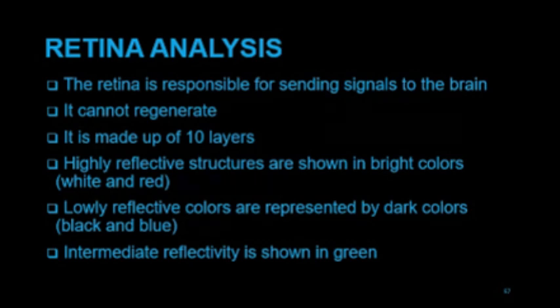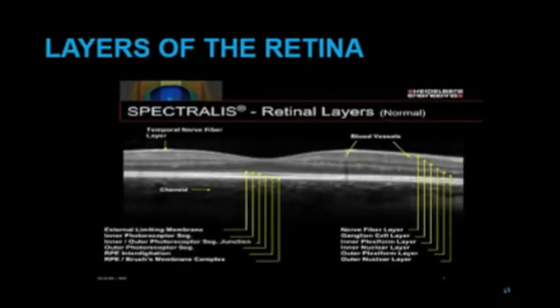Highly reflective structures are shown in bright colors, white and red. Lowly reflective structures are represented by dark colors, black and blue. Intermediate reflectivity is shown in green. So these are the layers of the retina.